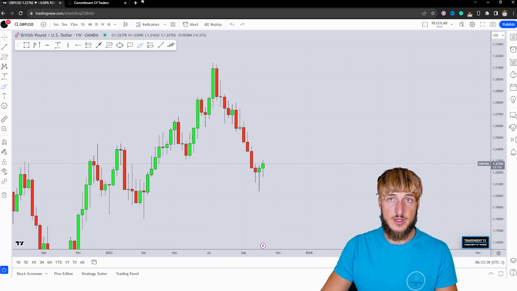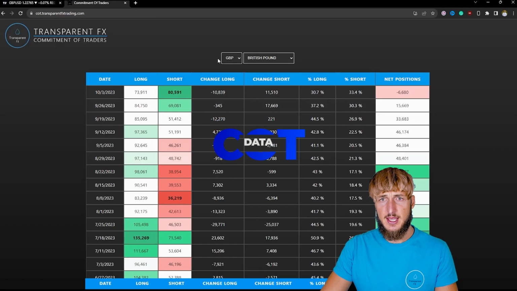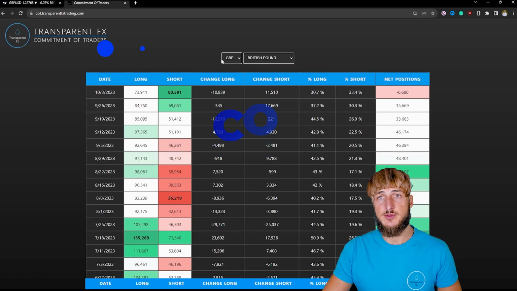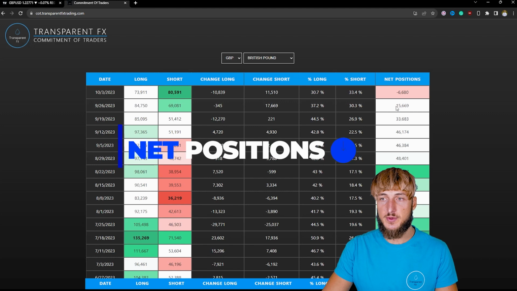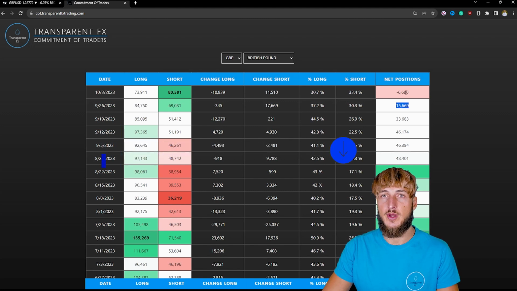Now, why do I say that? Because if we go and see what we have when it comes to the commitment of traders, so the COT data, so what institutions are doing, we can see that with the last report, we went from having a positive net positioning of plus 59K net positions all the way down to 15K. And now with the last report, it shifted to negative.